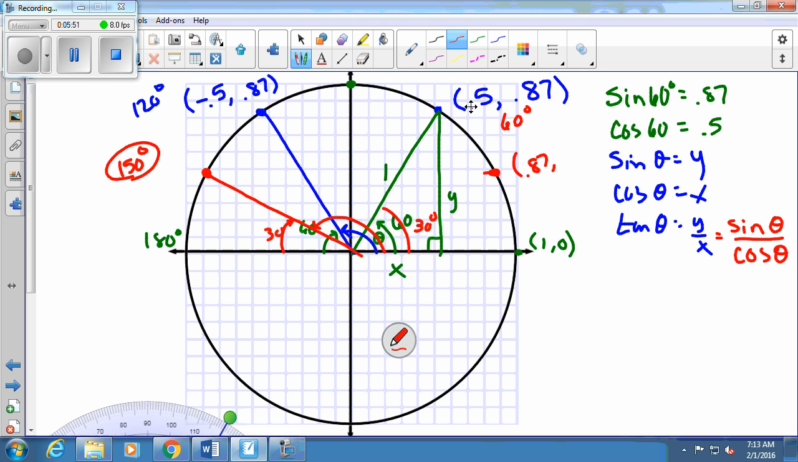And what else? So then this over here is going to be, let's see, negative 0.87 and 0.5. So 150 is really good if I knew what angle measure. 30. So I think we got quadrant 1 and 2 pretty good with the 120, 150.